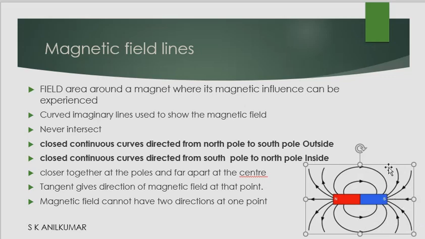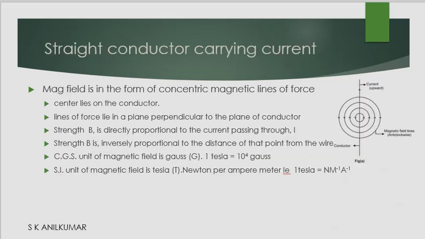The field cannot have two directions at one point. It can either be directed from north to south or south to north. At any given point, it cannot have two directions. These are the magnetic fields.